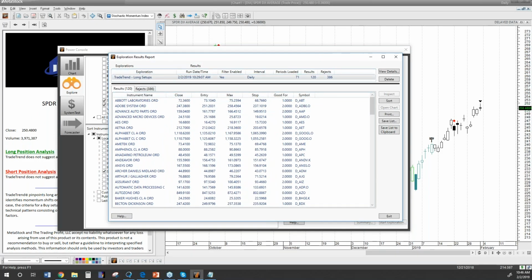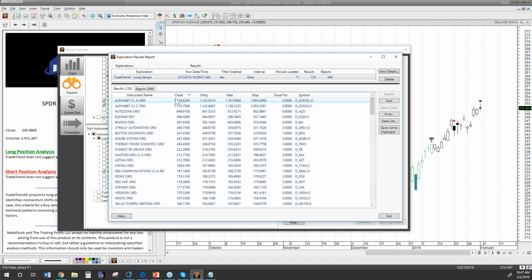So if we're looking at this one, this is the long setup report. This will show us any of the long setups that are currently active. If I want to, I can sort these by the close price. So Google came up. Here's the entry price. One of the things about this particular add-on is it says you should try and get in, in this case, at 1135, but if it goes up above 1167, we're going to wait for a different opportunity. So it shows you that entry price as well as the maximum price that you should take and what your initial stop loss will be.